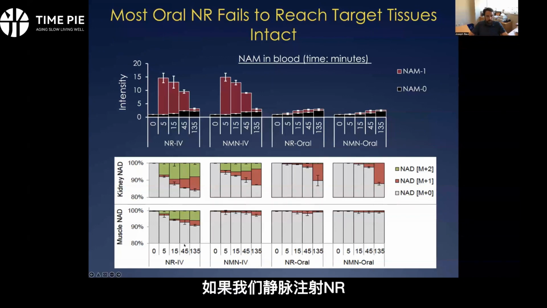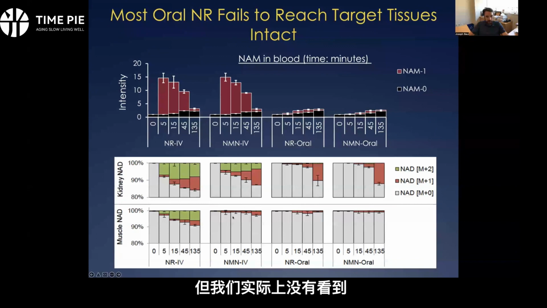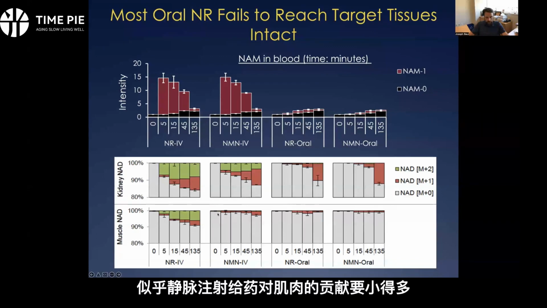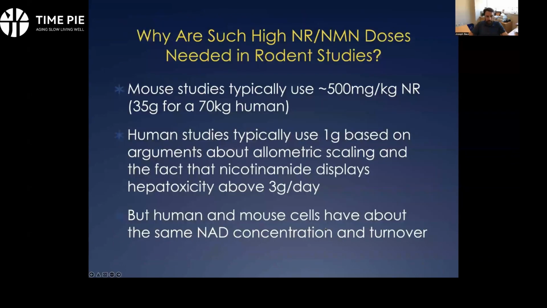If we give NR IV, we get the same thing in muscle where you get lots of mass +2 contributing. With nicotinamide mononucleotide IV, we actually don't see that. It seems like it contributes much less to muscle when it's given intravenously. And if we give them orally, we really don't see any mass +2 appearing at all. And so there's a couple of lessons here. One of them is the delivery route makes a huge difference.